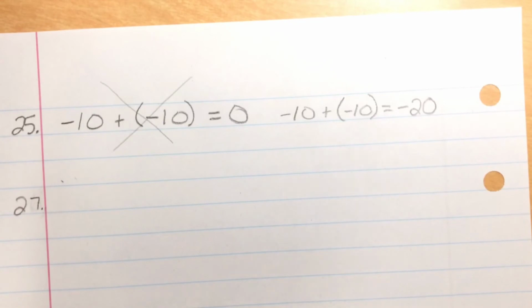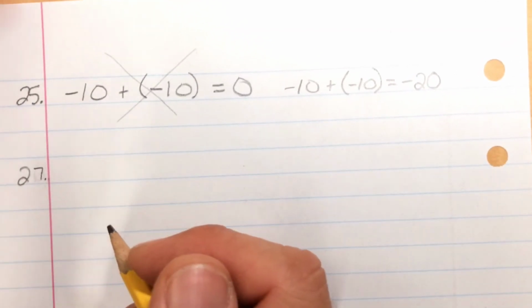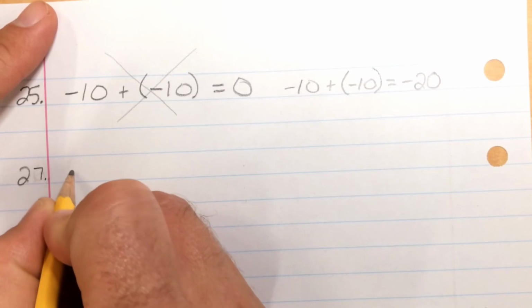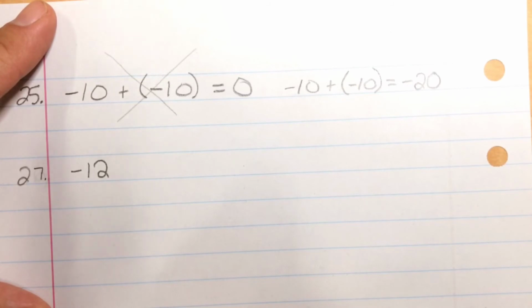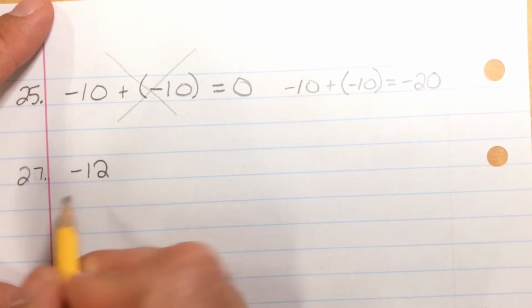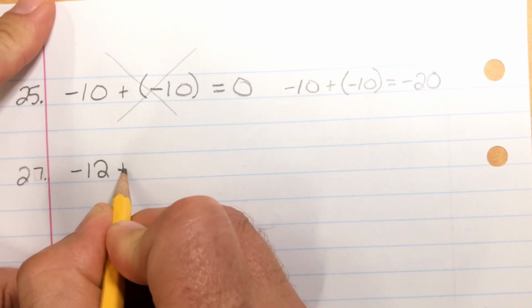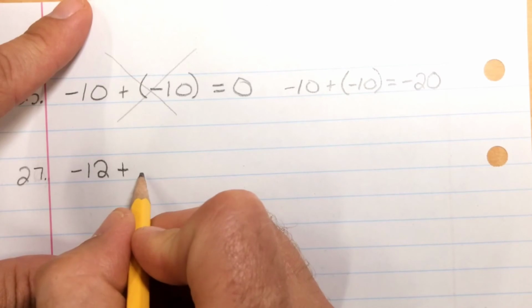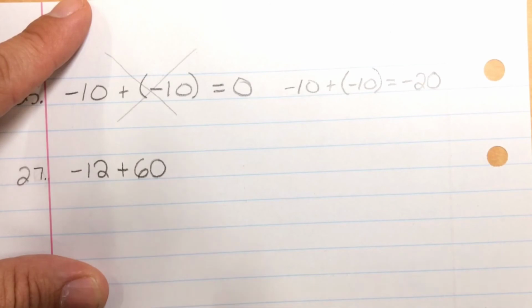For number 27, the problem reads, your bank account has a balance of -$12. You deposit $60. What is your new balance? So you started off with a bank account balance of -$12, which is horrible because you owe the bank money. They usually give you fees for that. It starts costing you because you took out more money than you had in the bank. But you ran down there as fast as you could with $60 in your pocket, and you gave it to them, and you said, here, please, put that in my account. So you had -12, but you added 60.